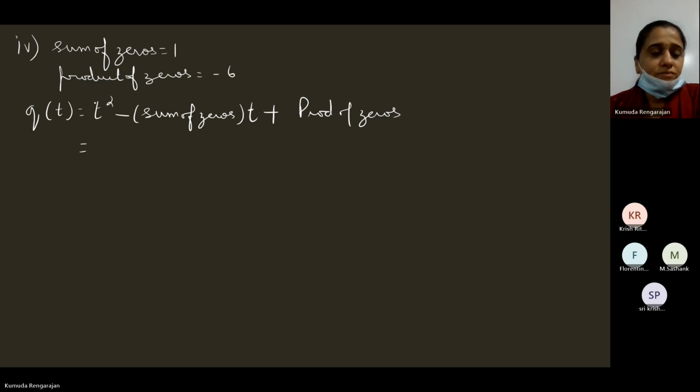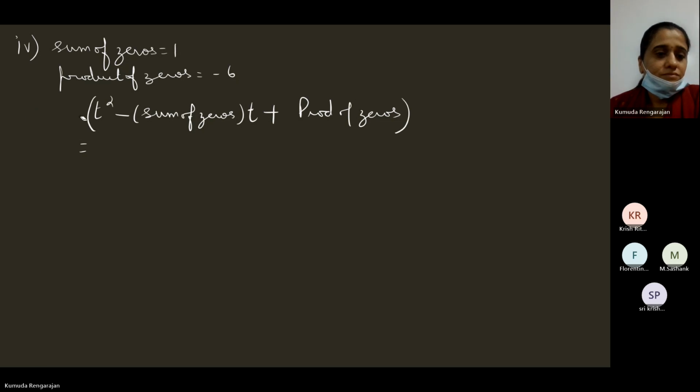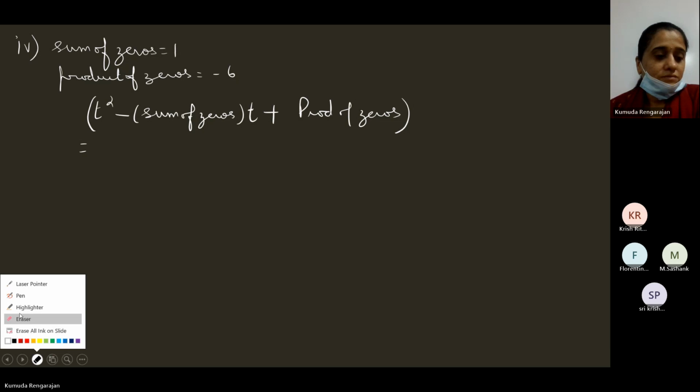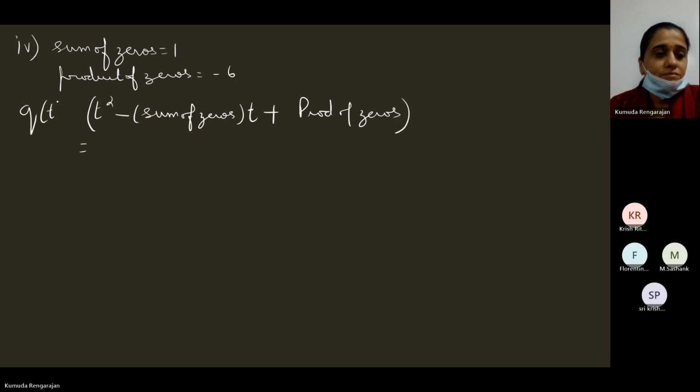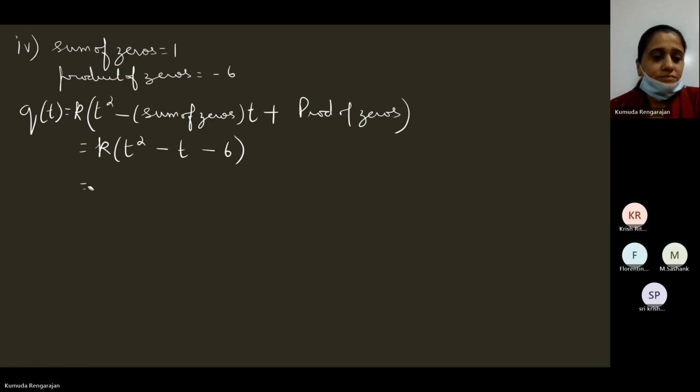Of course, k into. So it'll be t square minus sum of the zeros, so minus 1t, so minus t, minus 6. Correct? So this is the polynomial that represents Anu's model.